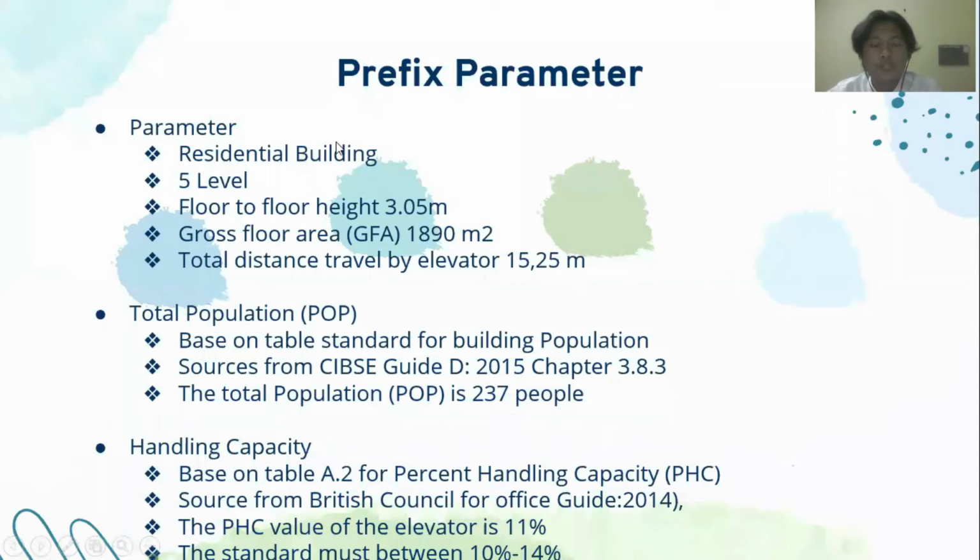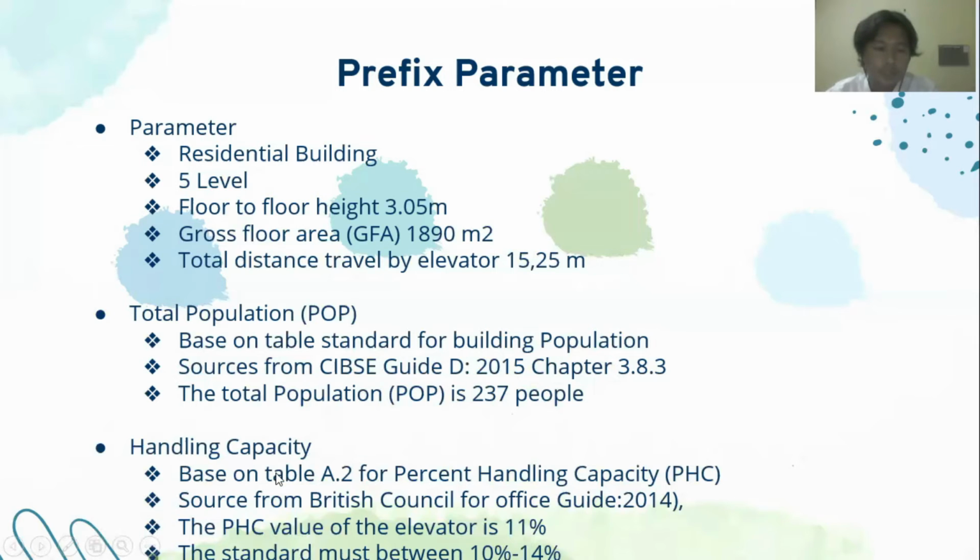So for the prefix parameter, this building type is a residential building, which has 5 levels. Floor to floor height is 3.05 meters. Gross floor area is 1,890 square meters. The total distance traveled by the elevator is 15.225 meters. The total population, POP, based on the table standard for building population sourced from CIBSE Guide D 2015 chapter 3.8.3, is 237 people.